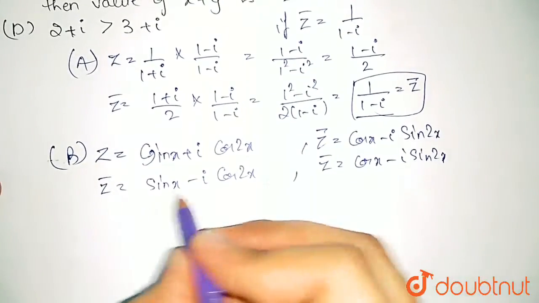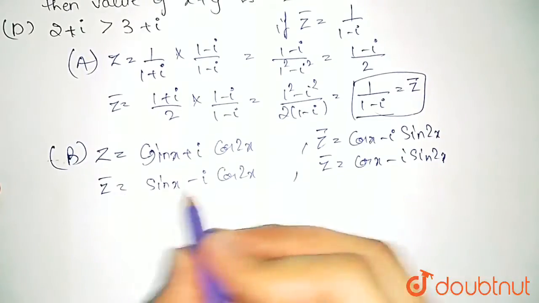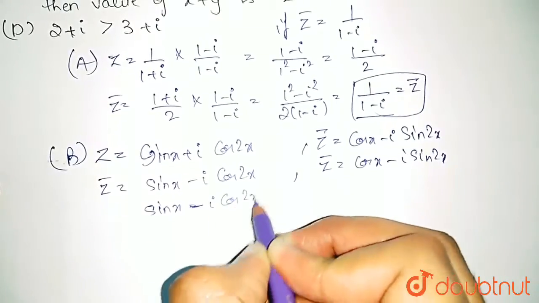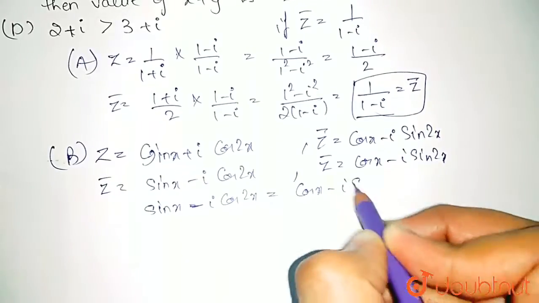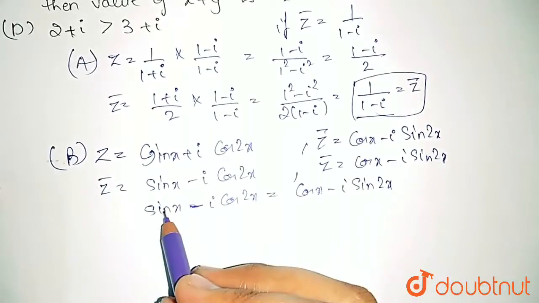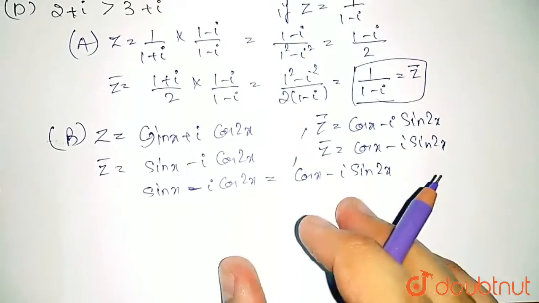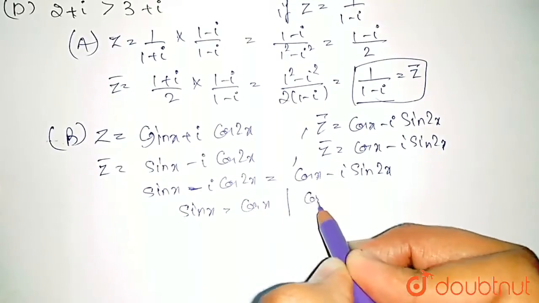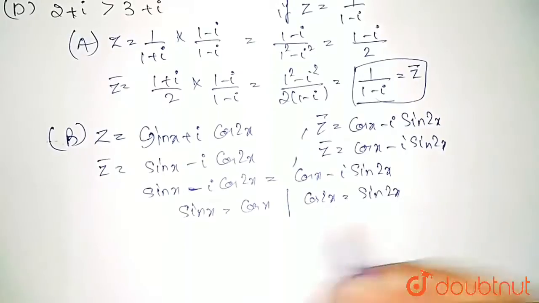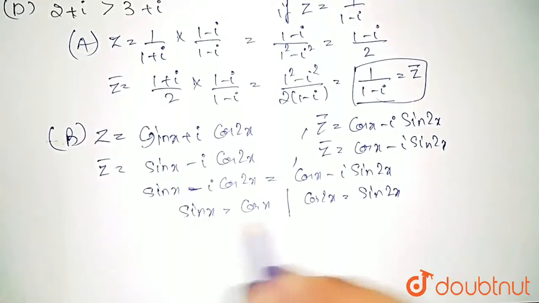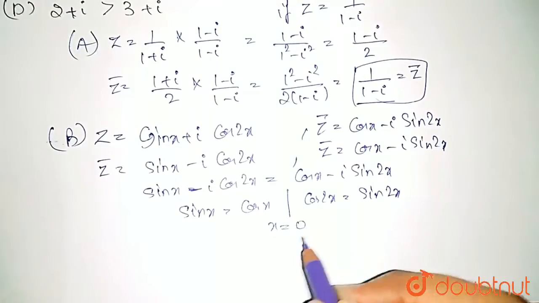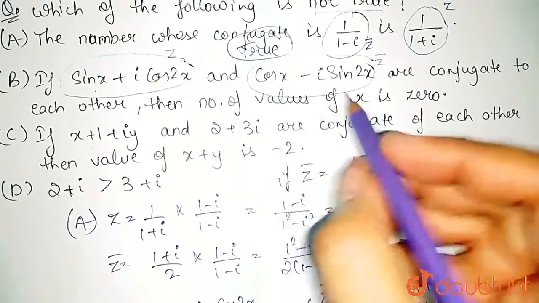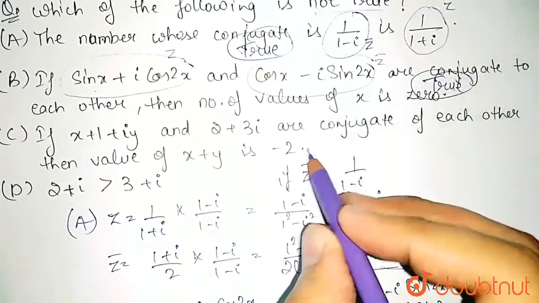Now equating both the equations, because both are z bar, sin x minus iota cos 2x is equal to cos x minus iota sin 2x. Now comparing real with real and imaginary with imaginary, we'll get sin x is equal to cos x and cos 2x is equal to sin 2x. Now we can easily see that there is no value of x which will satisfy both the equations simultaneously. So the only value of x is 0. Hence the second statement is also true. Now let us take the third statement.